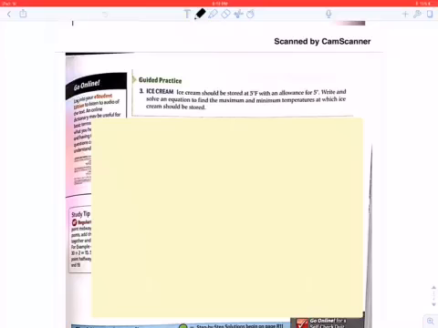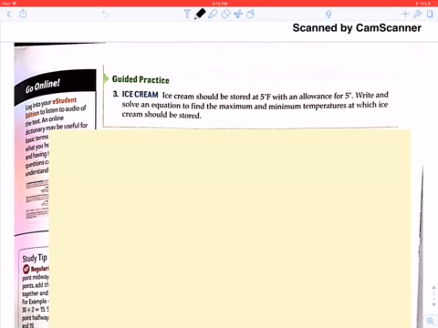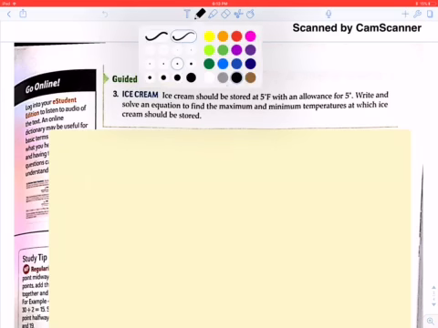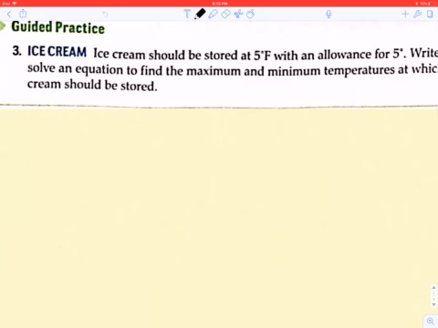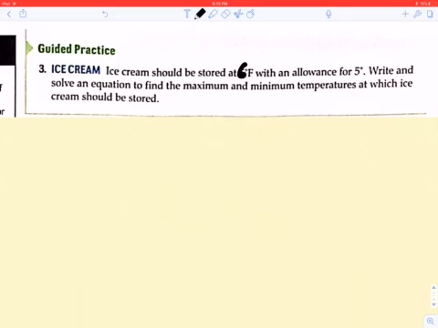Guys, I'm going to walk you through that problem in the book that we went through today, just as a reminder. As you might recall, I changed this in class from 5 degrees to 6 degrees because I didn't want it being confusing and having two 5s in the problem. So we're going to pretend that ice cream should be stored at 6 degrees with an allowance of 5.